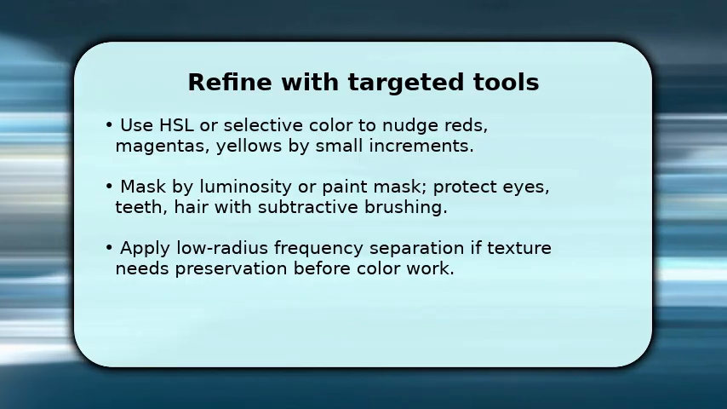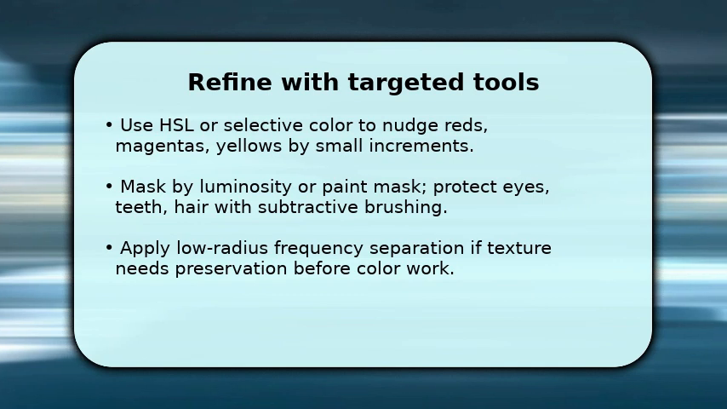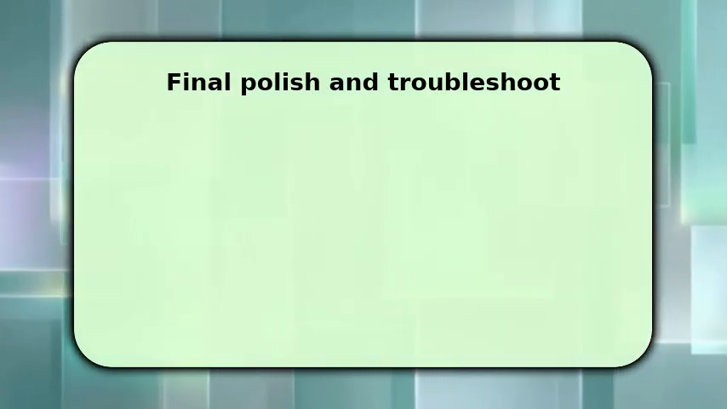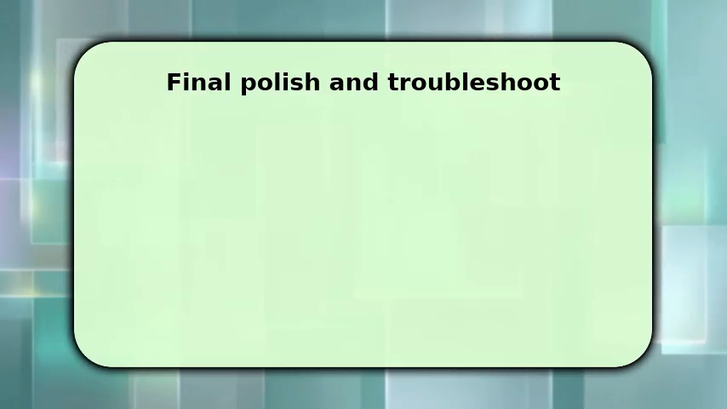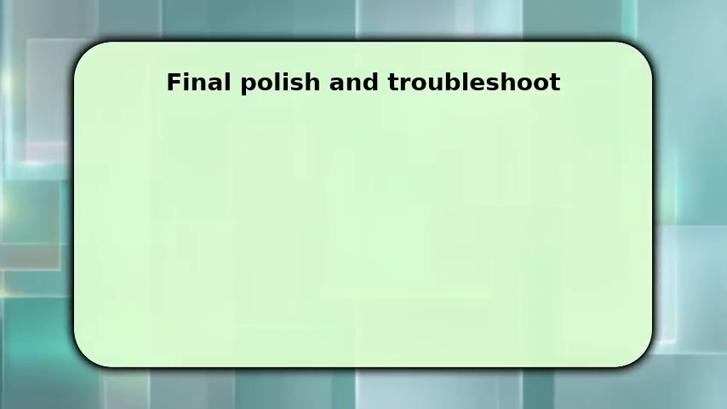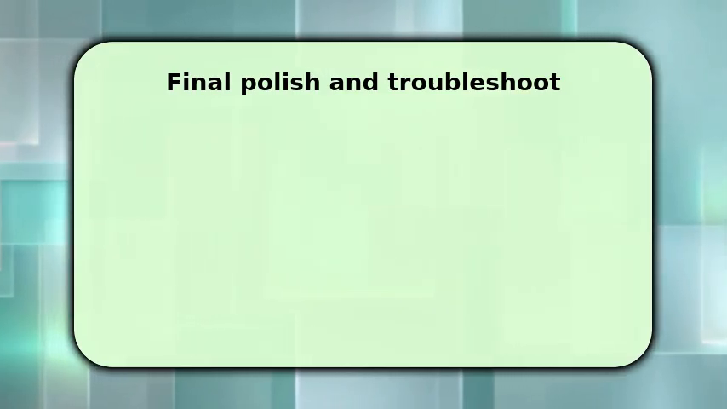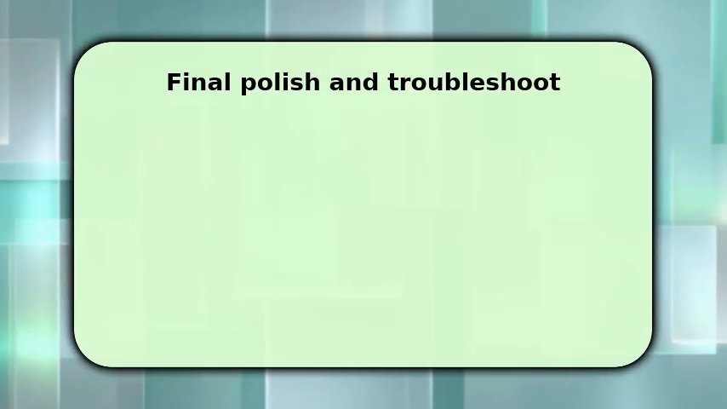If texture is fragile, use low radius frequency separation first so color changes don't smear pores. Finish by balancing luminosity. Dodge and burn gently to restore perceived color depth without shifting hue. Think small percentages. Add a final selective vibrance or global curve to taste, then inspect at 100% and on a second display or soft proof to ensure consistency.